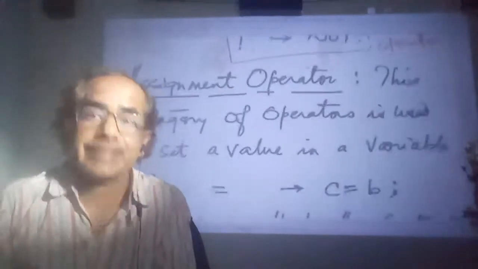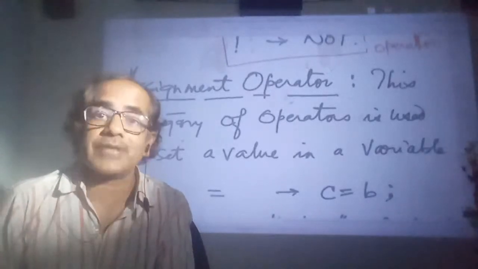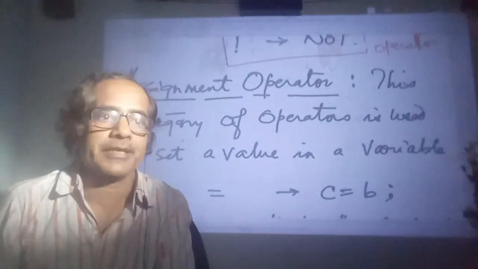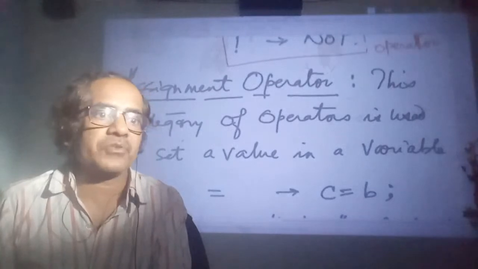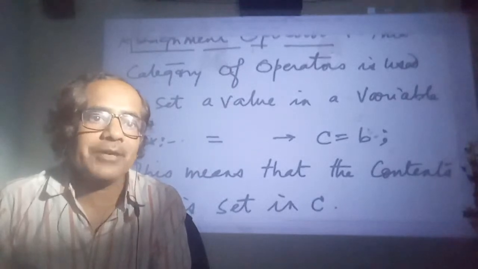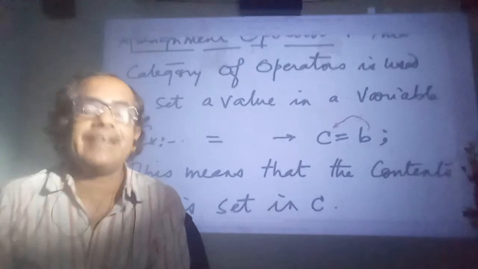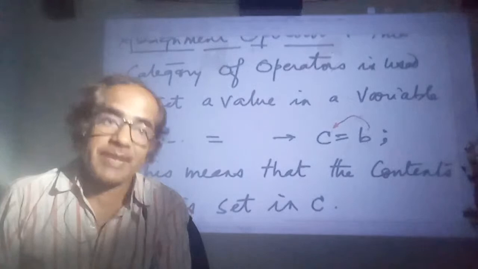And there is one assignment operator. As I told, the equal to sign is used as two equal to signs for comparing quantities. Assignment operator is separate. This category of operators is used to set a value in a variable. Like when you write C equal to B, this means the value of B is transferred into C. It's not so that B is taking the value of C.